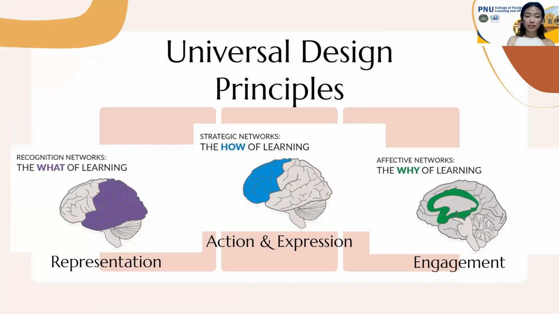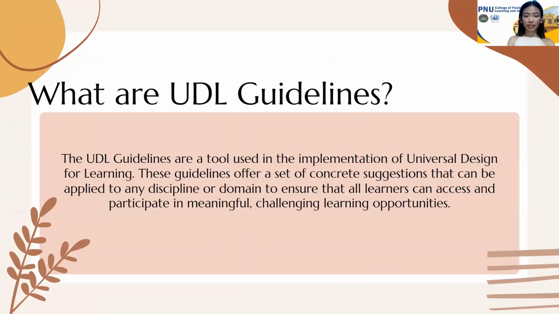Universal design principles has three parts: the representation, action and expression, and engagement. The what, how, and why of learning, respectively. To better understand these, let's define UDL guidelines. These are tools used in the implementation of universal design for learning.